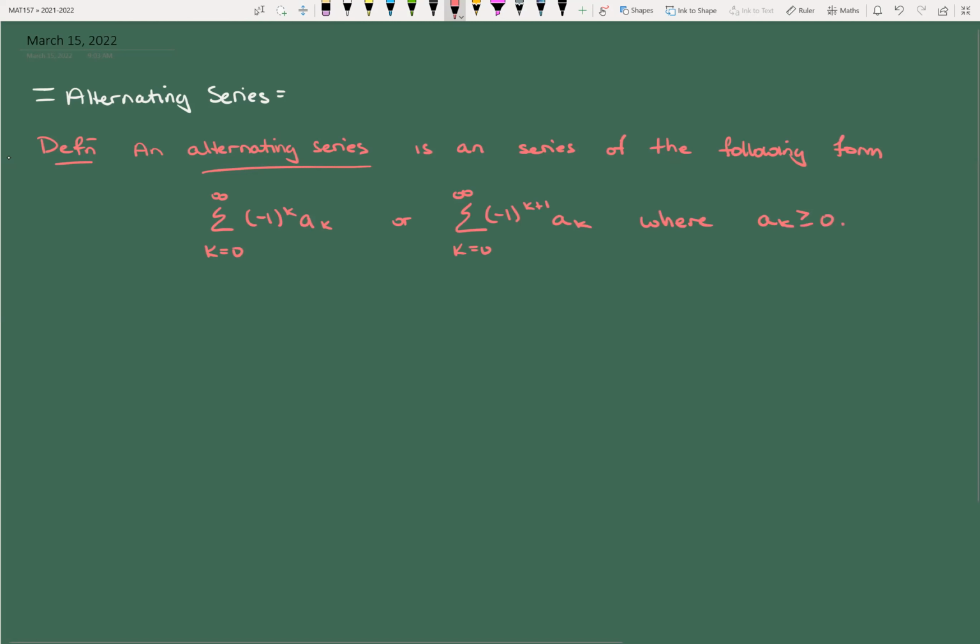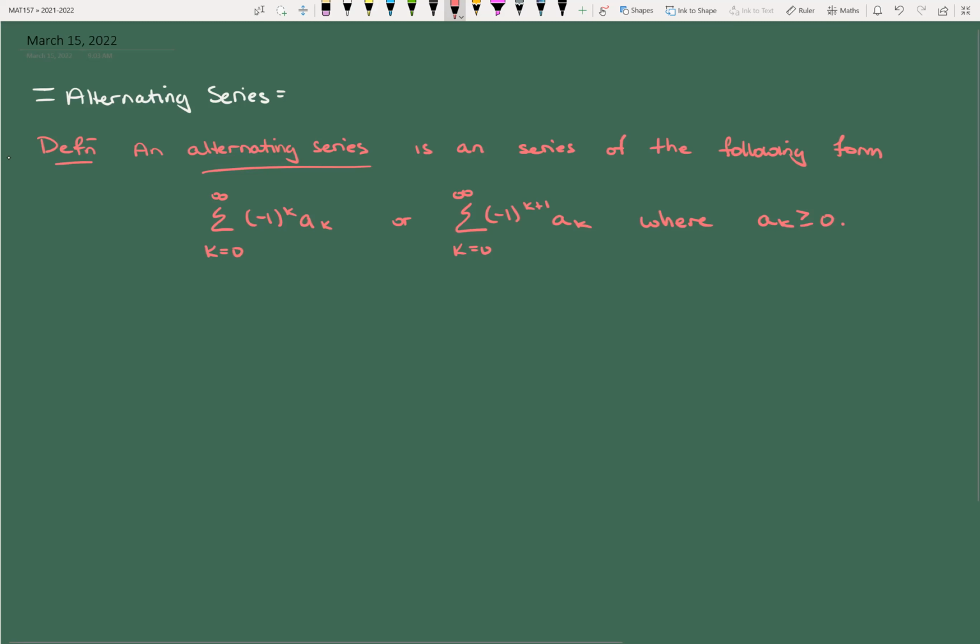So it's any series where we can write it as negative one to the power of k, times a_k, where a_k is non-negative. What we're basically saying is precisely that the terms are alternating in their signs, right? So it goes from positive, negative, maybe it's zero a couple times in between, but effectively it's alternating in its signs.